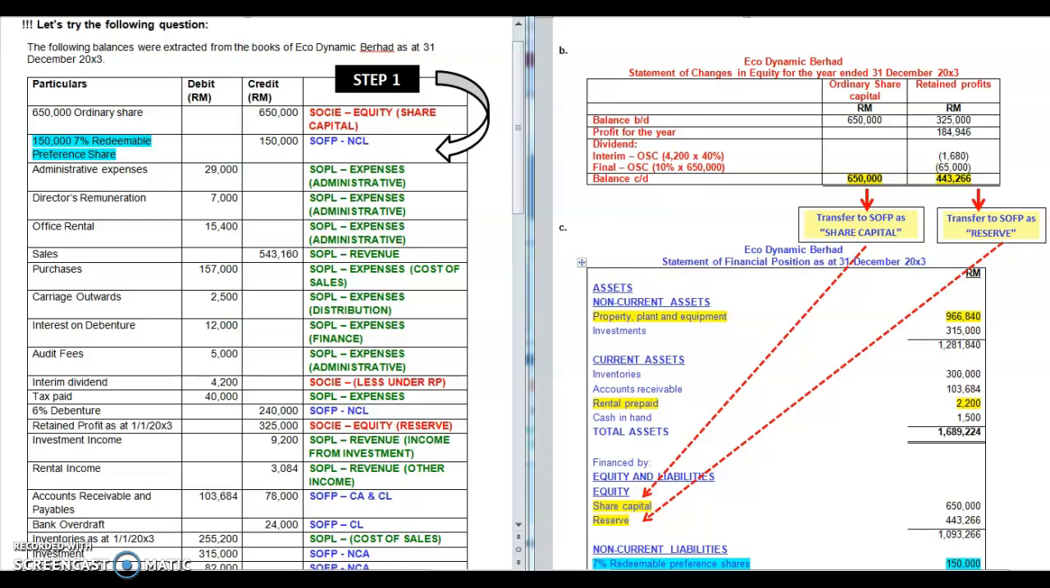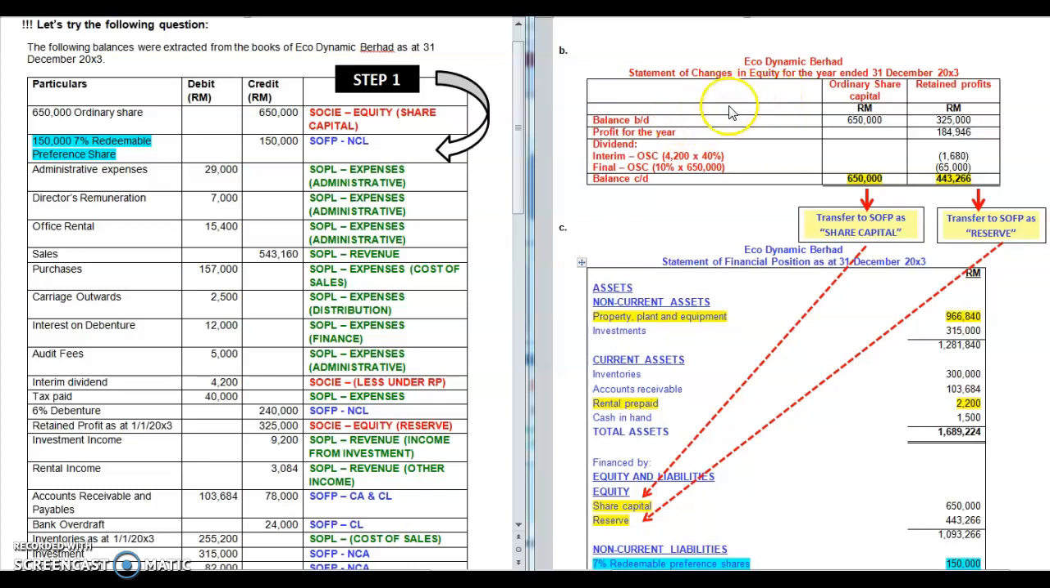Okay, let us continue on this exercise, Eco-Dynamic Berhad. In this video, we are going to continue on preparing the next component of the financial statement, that is the statement of changes in equity. Basically, we need to know that this statement will summarize the items that affect the equity component only. What we have learned so far is that the equity of a company comprises two main items. They are share capital and reserves.